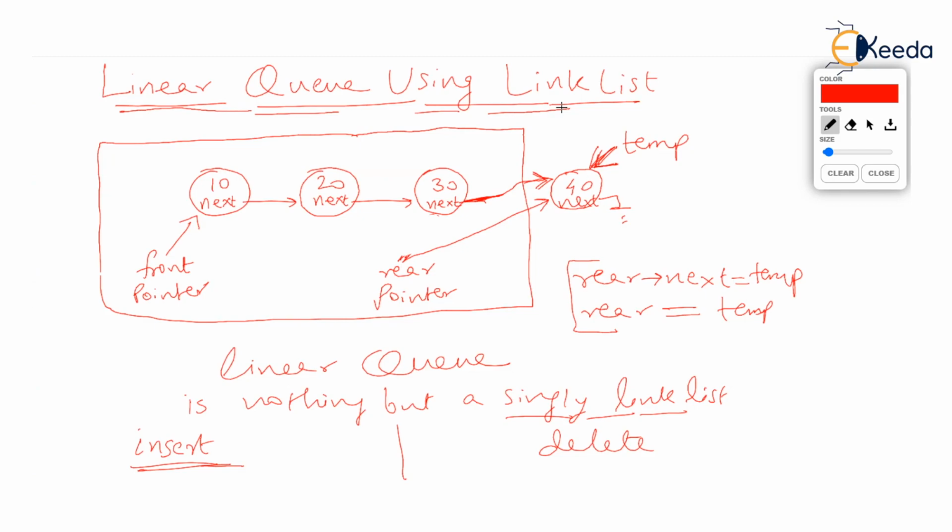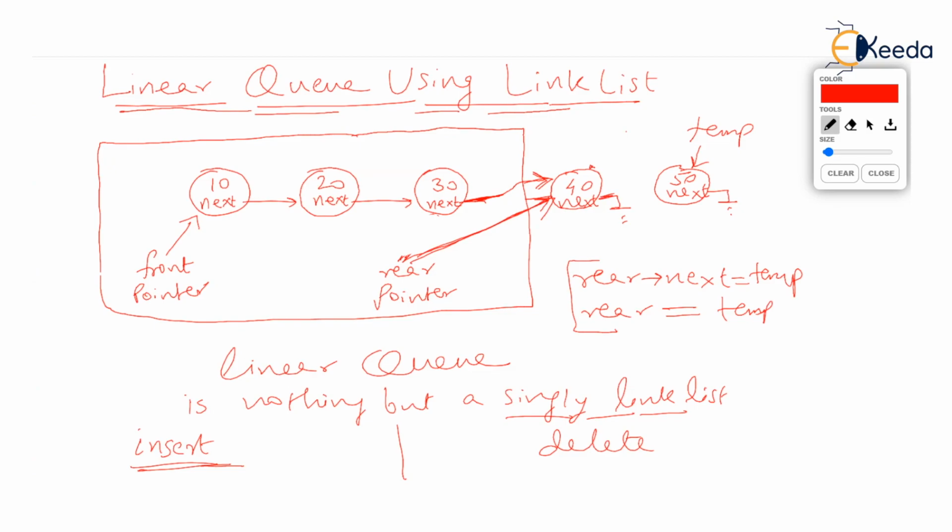Just in case we want to repeat this one more time, let's say you are inserting a new node, say 50. So 50 is allocated using a function like malloc and temp points to this new node. Then temp arrow data is filled with some value. Temp arrow next is made null. Now the next line is rear arrow next. This next, of 40, should become equal to temp.